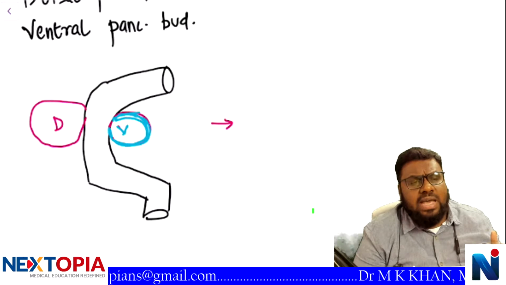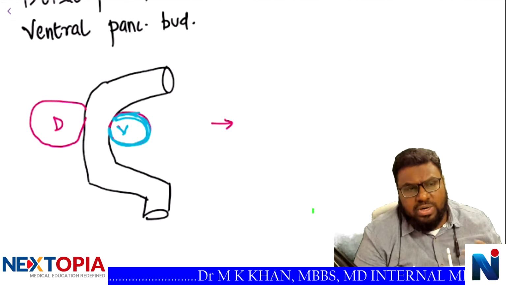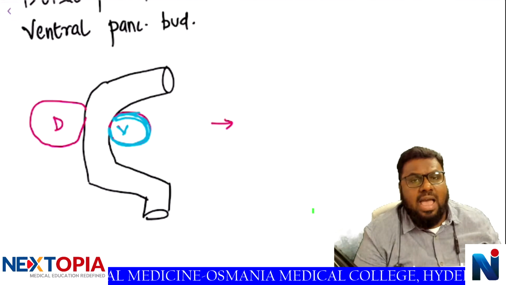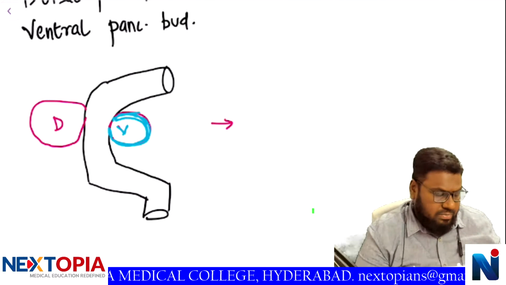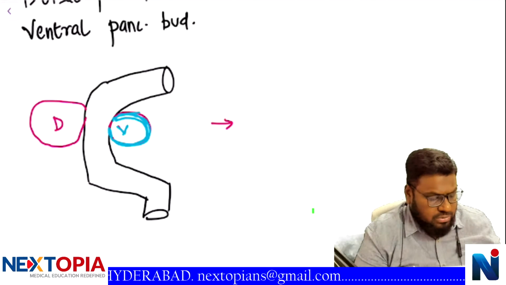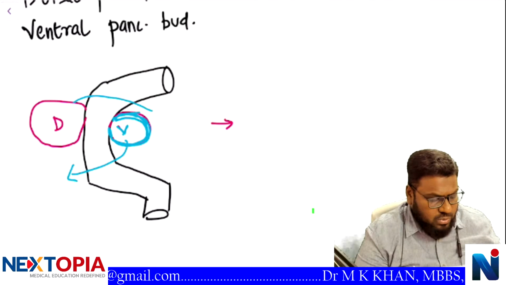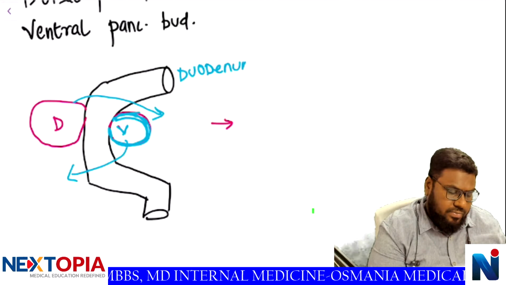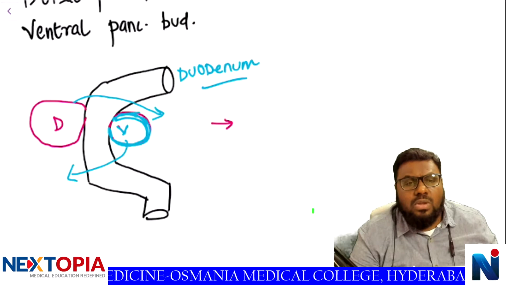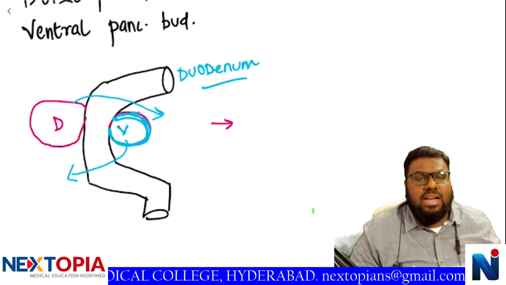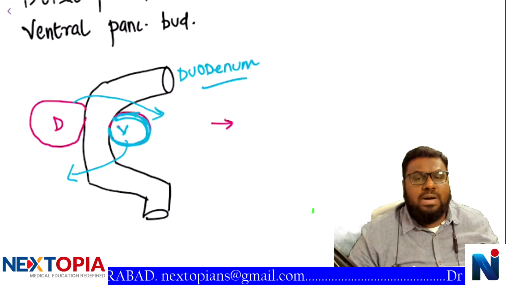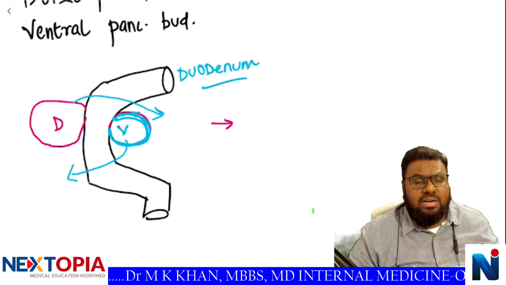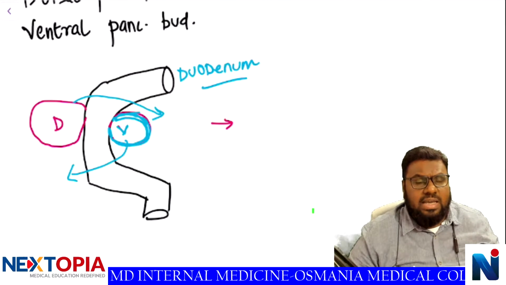As the duodenal loop undergoes rotation, the ventral pancreatic bud along with the primitive bile duct comes to the right side, and the dorsal pancreatic bud goes to the left side of the duodenum. There is fusion in the 7th week of intrauterine life, and the ventral pancreatic bud forms the lower part and head of the pancreas, whereas the dorsal pancreatic bud forms the rest, the body and tail of the pancreas.